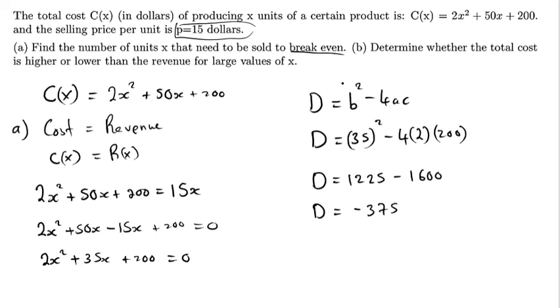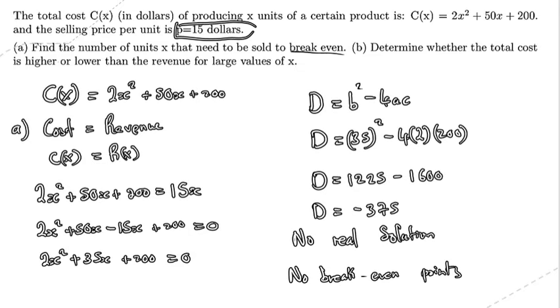They are not real, meaning that there is no breaking point. First of all, there is no real solution for this quadratic equation because the solutions are imaginary. So since there's no real solution, it means that there's no break point. So no break-even points, like that. Okay, so we've done part A of the question. Let's go ahead and do part B.